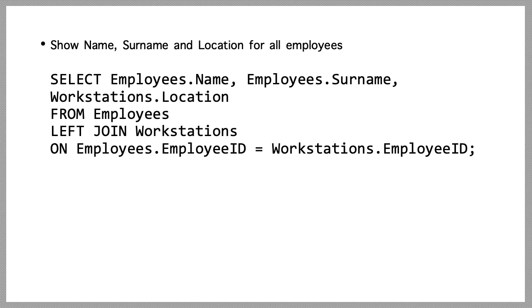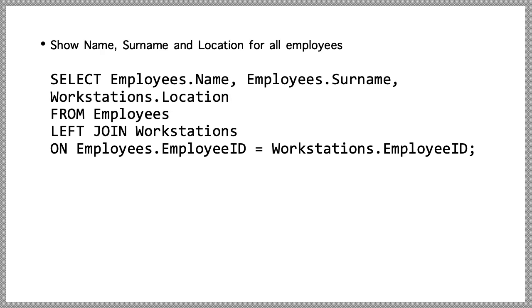Well, if you refer back to the slide before, remember that we have name and surname in the employees table, but the location is in the workstations table, which means that we will have to join the two tables to be able to get our data. So how do we write that?